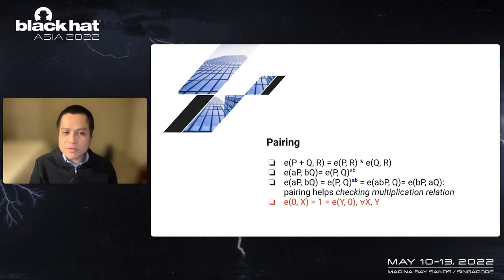If you look at the third line, we can basically move the coefficient AB around. We can move it to the exponent, we can move it to the first component, or we can split it in two different ways. One nice property of pairing that we actually use in the Plonk protocol is that it helps check multiplication relations. We'll come back to that later. Before moving on, one very special property of pairing is that when you pair the zero point with any point, you get back one. We will use this observation again in the attack section.